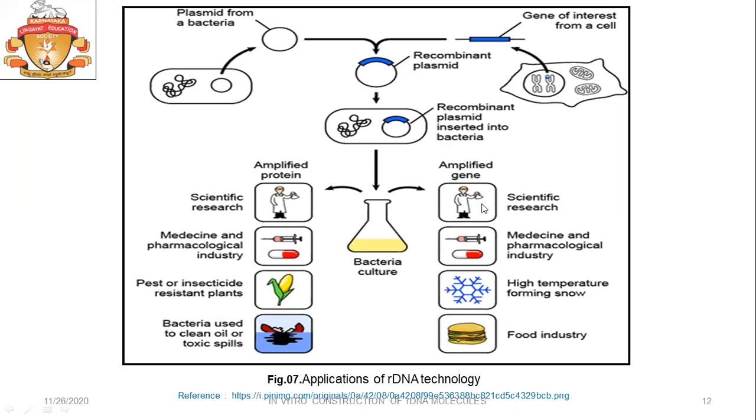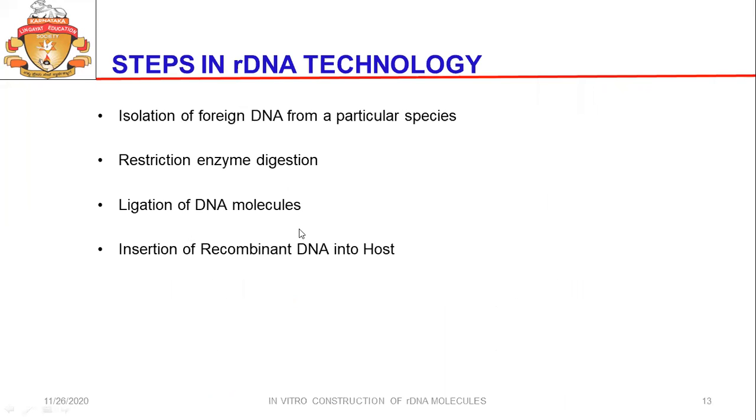If it is an amplified gene, it is again used in scientific research, medicine and pharmacological industry, high temperature forming snow, and food industry. These are some of the examples of applications of rDNA technology. Coming to the steps in recombinant DNA technology. So first thing, to get the gene of interest, we need to isolate that gene of interest from a particular species. Then we're going to subject that gene of interest to restriction enzyme digestion, and then ligation of DNA molecules and insertion of recombinant DNA into host. So there are basically four important steps in rDNA technology.